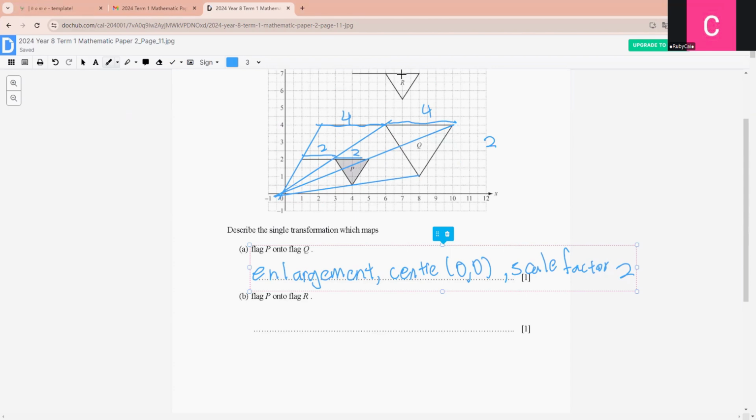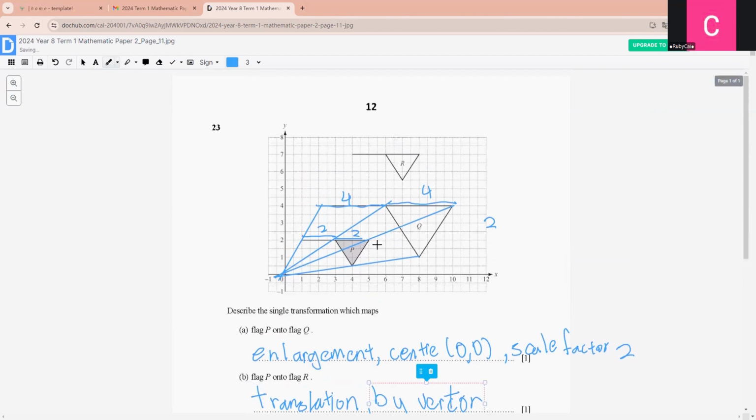So flag P and flag R are here. Everything else stays the same except for the location. The orientation is the same, the size is the same. So that means it is a translation. And for translation, what you have to write is the vector. And to find the vector, we can pick a random point, say here and here, because that's the same thing.